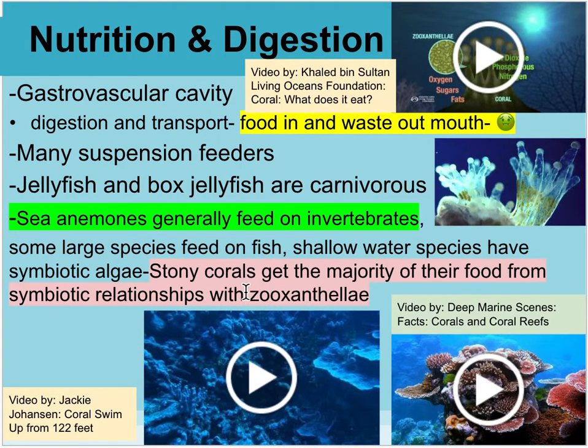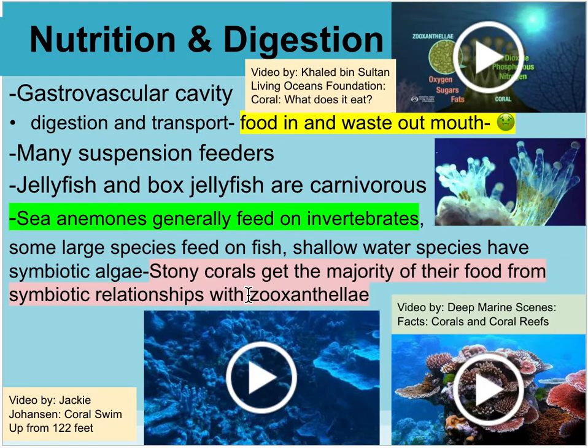Zooxanthellae is actually very brightly colorful, and whatever color moves into the coral ends up being the color of the coral. So some corals have a relationship with a pink zooxanthellae or orange zooxanthellae or bright pink or purple or whatever color it is. When they take in that zooxanthellae and concentrate it, what appears to be the color of the coral is actually the zooxanthellae that lives inside of it.